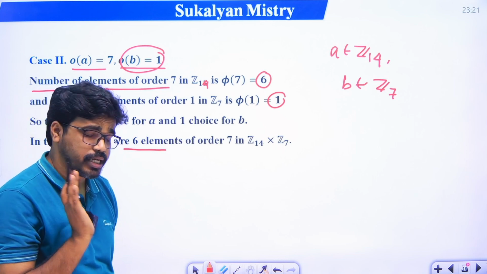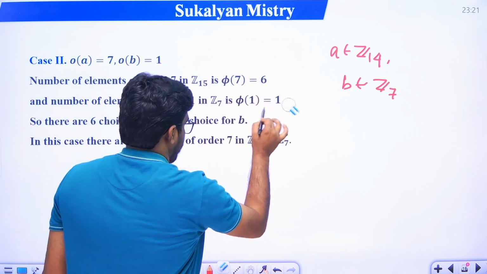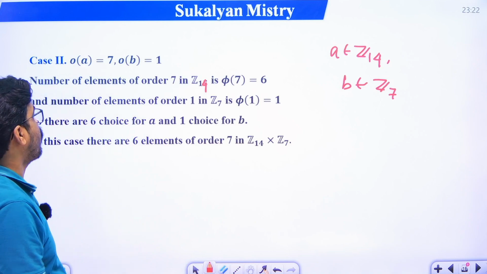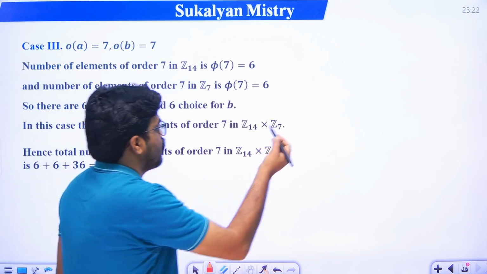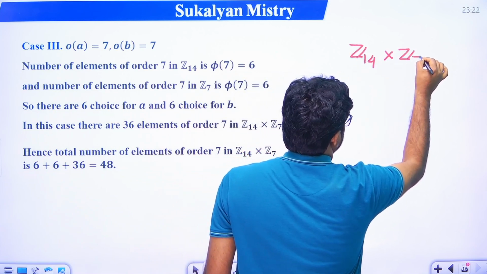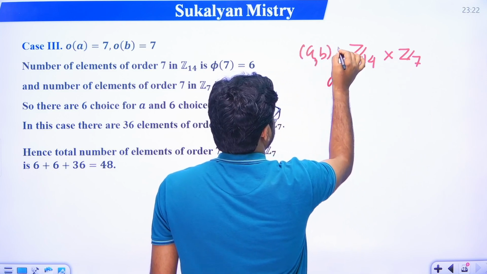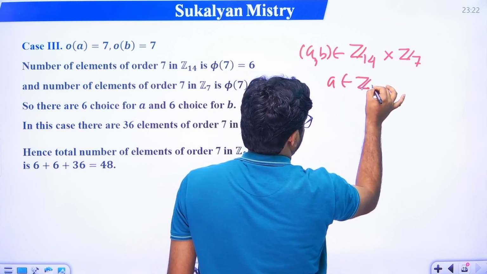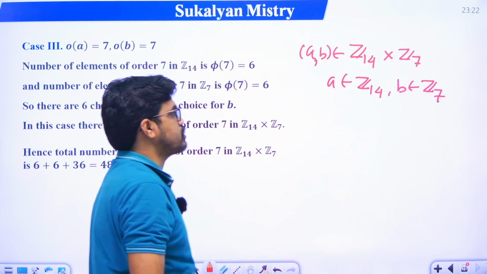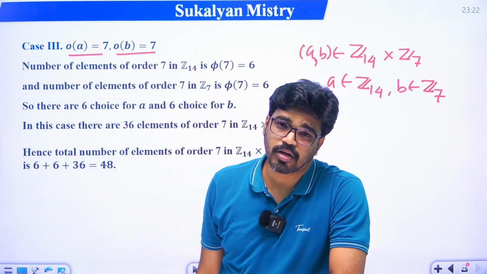Okay? So next case, order of A is 7 and order of B is 7. What is the group? Z14 cross Z7. A comma B belongs to this, that is A belongs to Z14 and B belongs to Z7. Let's see, order of A is 7, order of B is 7.